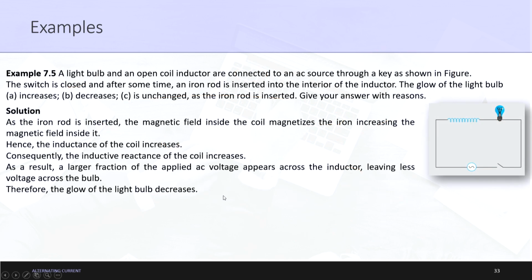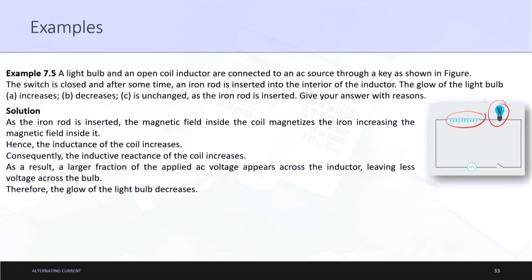That being said, let us move on to the next example. The question says that a light bulb and an open coil conductor are connected to an AC source. What is meant by an open coil conductor? It simply means there are only windings of wire and no magnetic component is inserted inside it.